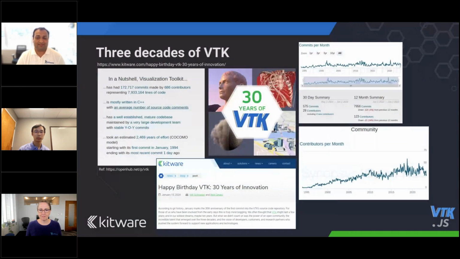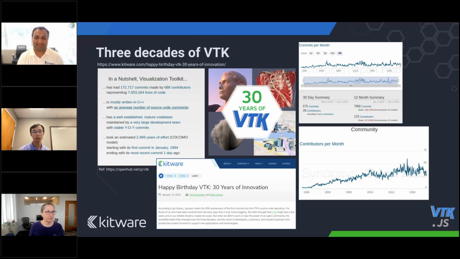The first few lines of VTK code were written back in January 1994, and over these past three decades, VTK has grown to be a universal toolkit for data visualization across various scientific disciplines. I invite you to read the blog post written by Will Schroeder, one of the original authors of VTK, about how VTK came to be and its success story. A good measure of any open source software success is the community around the software. And as you can see from this bottom graph showing contributors per month, there has been a steady increase in contribution activity to VTK.